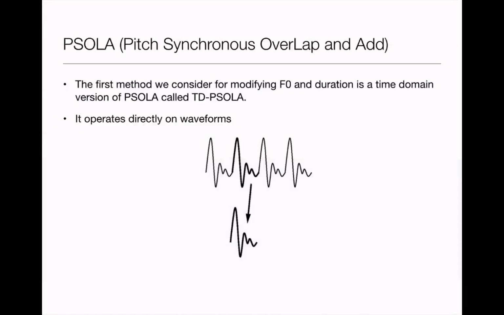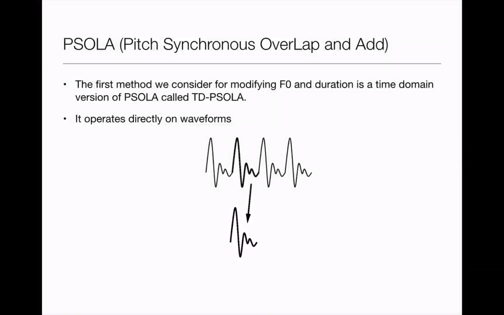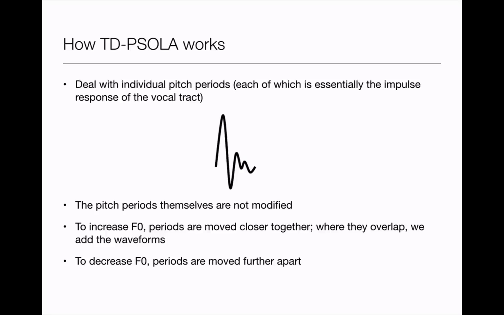Now that we've pitch marked the speech, we're going to divide the waveform into individual pitch periods. Conceptually, we're going to cut out single pitch periods like this, and then we're going to manipulate the speech by moving the pitch periods closer together or further apart. The individual pitch periods are not going to be modified. That's because they're the impulse response of the vocal tract and contain the information about the formants and the vocal tract shape, and we do not want to change that.